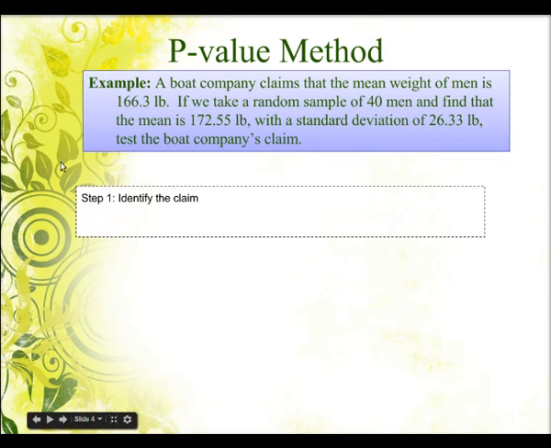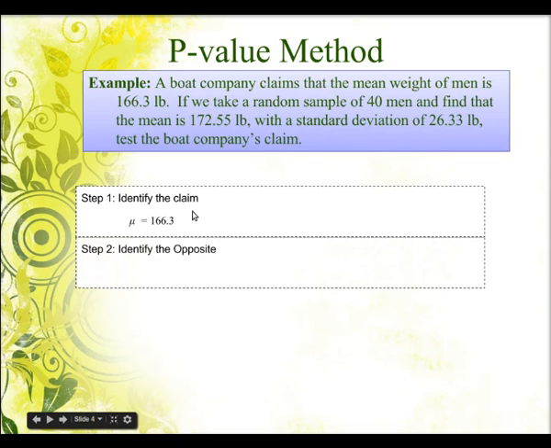So first of all, just like with testing a claim about a proportion, we'll identify the claim, but of course this time we're not testing a proportion, we're testing a claim about a mean. So the claim was that the mean weight of men is 166.3 pounds. So that is, mu equals 166.3. And the opposite then is not equals, so the mean does not equal 166.3.